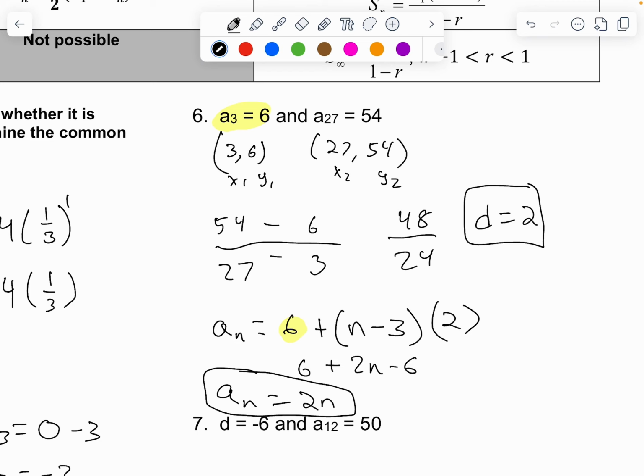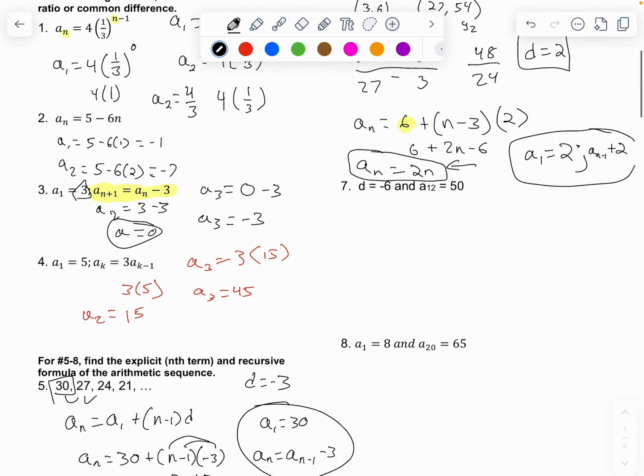Okay? So that's explicit. My recursive, I need to list A1. So I could plug 1 into this formula, right? 2 times 1 is 2. So my first term is 2. And then a n equals a n minus 1 plus the common difference of 2.